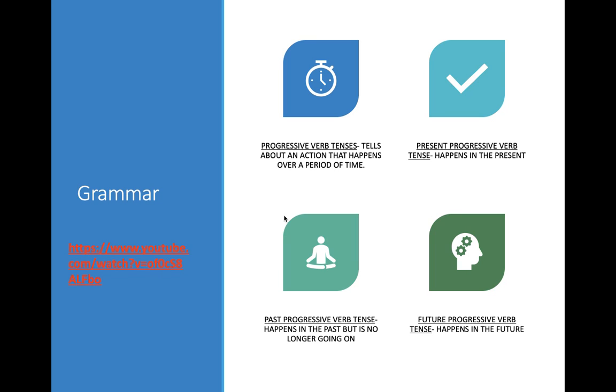A present progressive verb tense happens now in the present. A past progressive verb tense happens in the past but is no longer going on. And a future progressive verb tense happens in the future, so it hasn't happened yet. So let's watch this YouTube video really quick.